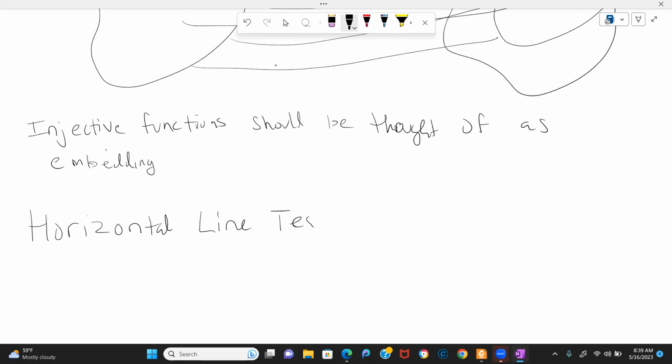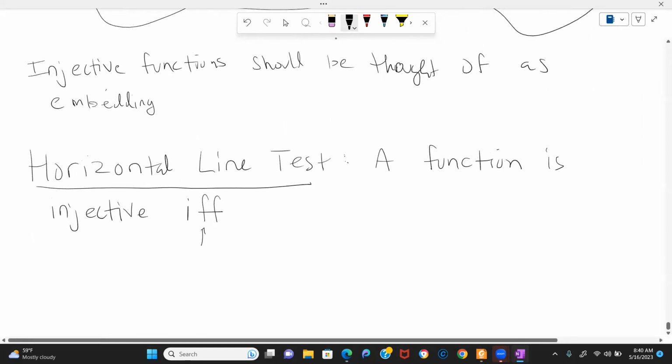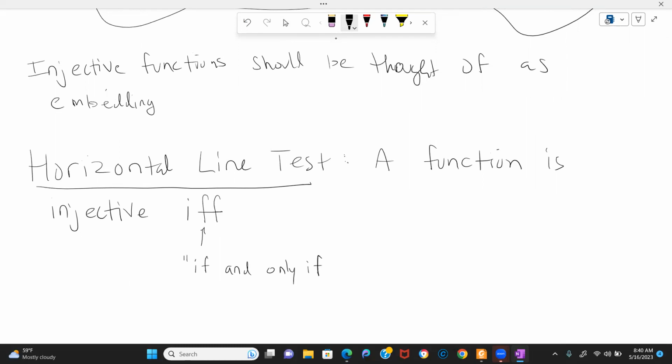So we have a test, as I said, for when a function is injective, or one-to-one, and I'm going to explain why this test is true. A function is injective if and only if... I don't know if I explained what that means. I, double F, just means if and only if. I've probably used it millions of times without explaining it, so I'm sorry if I didn't. So read this as if and only if.